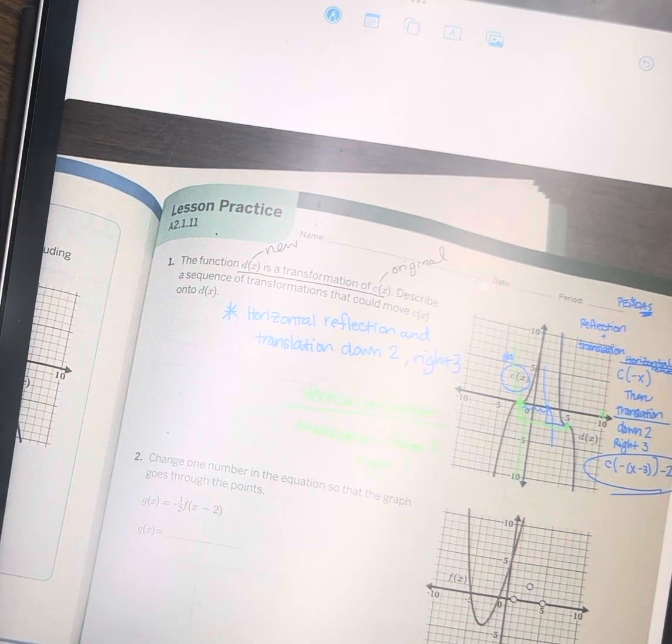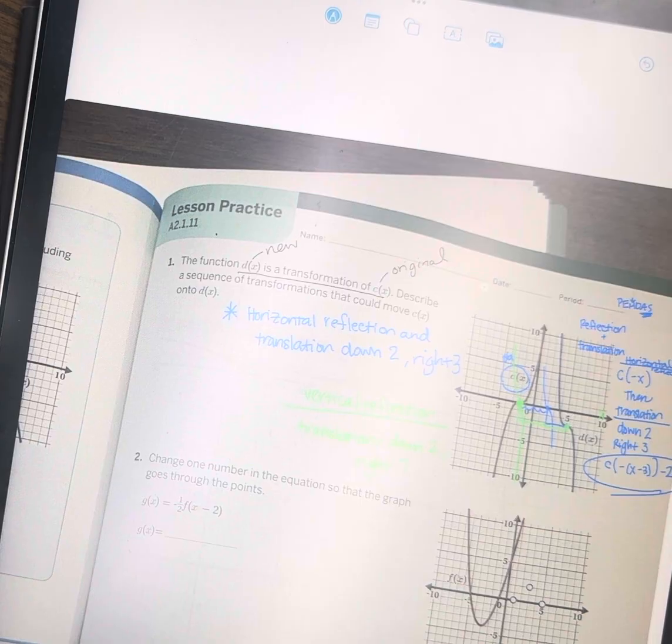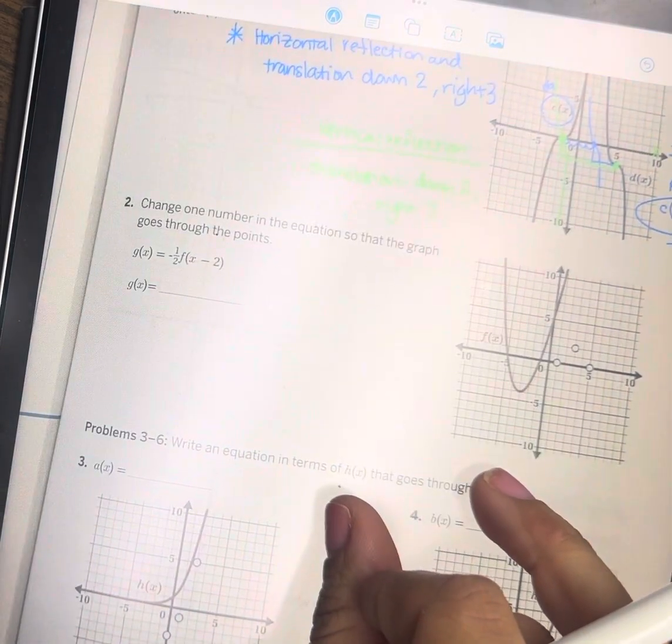Okay, so I would say that both of these are acceptable answers. Just happens to be what you saw. Okay, let's go look at the next one.